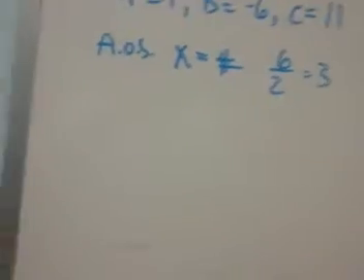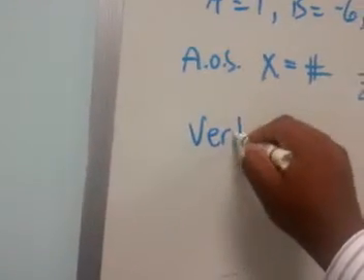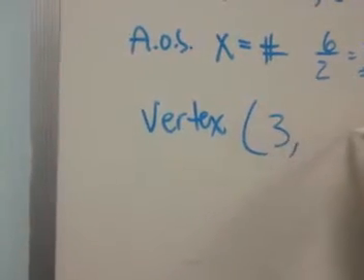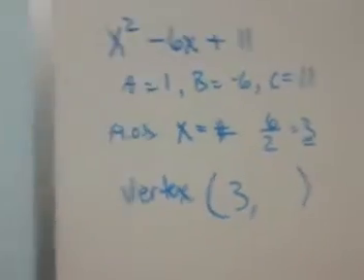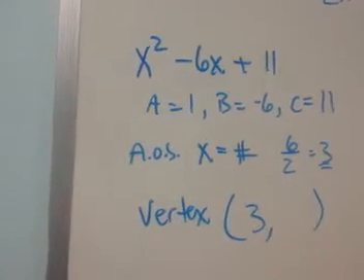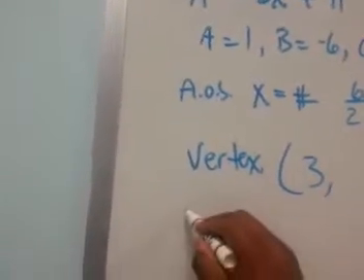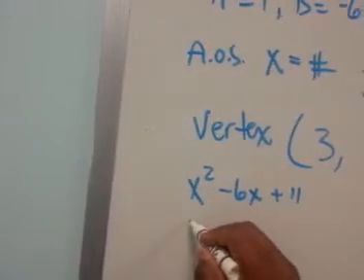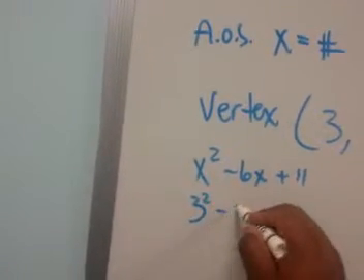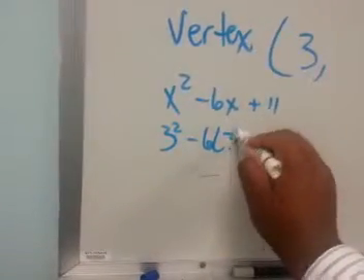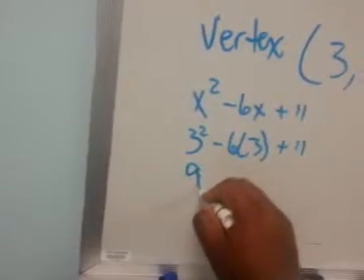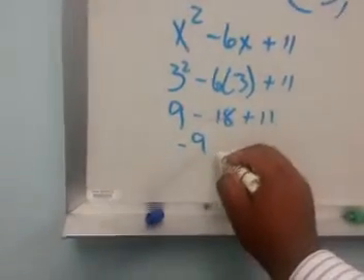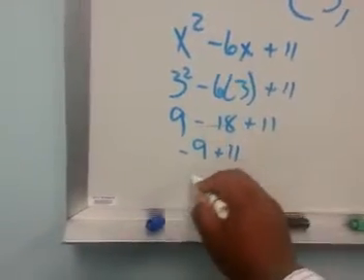Now if we're trying to find the vertex, the x we already know. We have to find the y value. And the way we find that is just by plugging that x into the original equation. So that looks like x squared minus 6x plus 11. That would be 3 squared minus 6 times 3 plus 11, 9 minus 18 plus 11, negative 9 plus 11, 2.